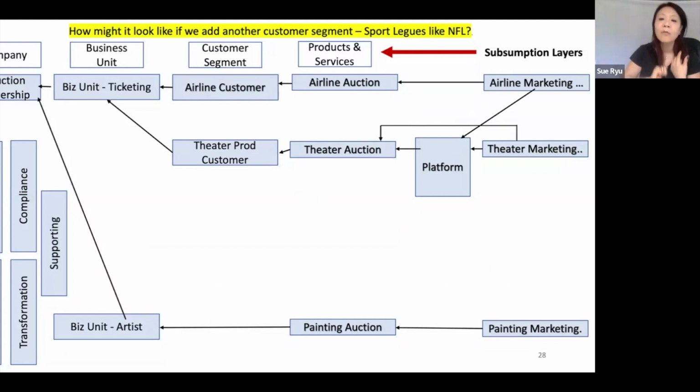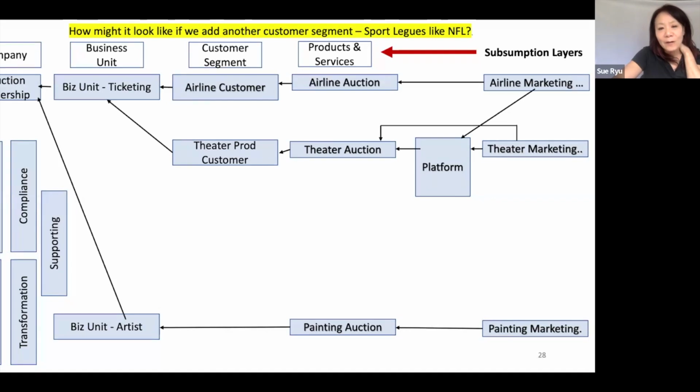How would it look if we add another customer segment like a sports league, like the NFL? It's a completely different customer segment. Their needs are different. How would that be incorporated in this current organizational structure? Any thoughts? Give it a little thought. Since we only have about 15 minutes left, I am just going to charge along, and you can always reach out to me if you have more questions.